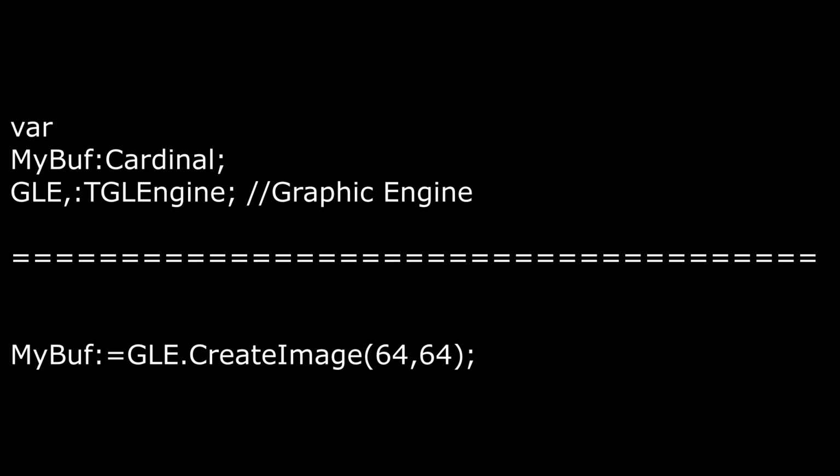You can create an empty image using the create image method. This can be used to create an image as a graphics buffer for intermediate drawing or for other purposes. We declare a variable of type cardinal. Then we assign the GLEcreate image method to it. The brackets indicate the width and height of the empty image. But keep in mind that the computer and operating system may have different limits on the maximum image resolution, for example, 4096 by 4096 pixels vertically and horizontally. This point should be specified for the required platforms.